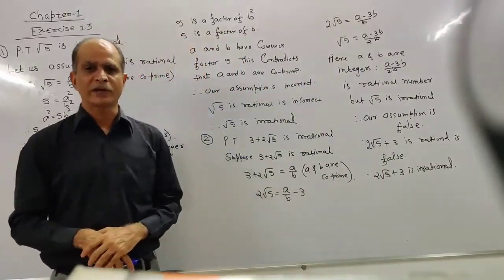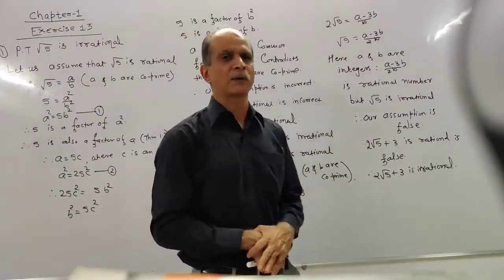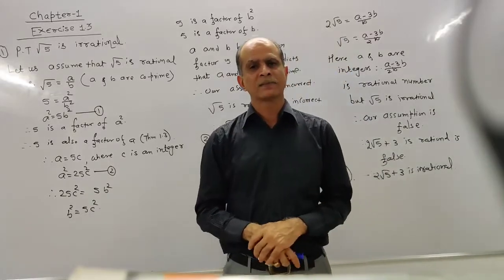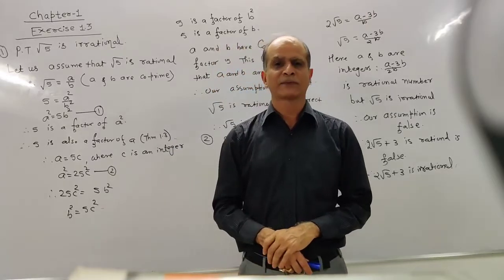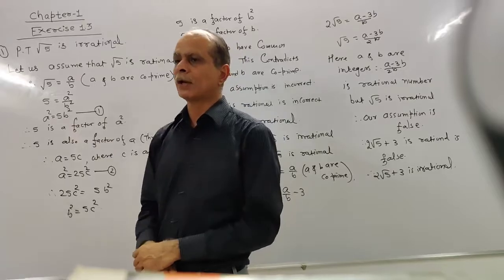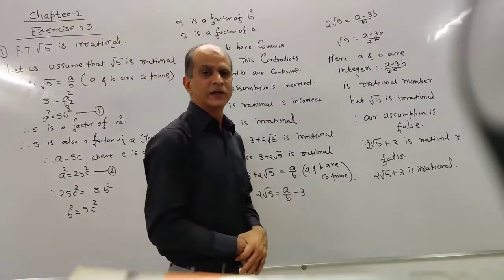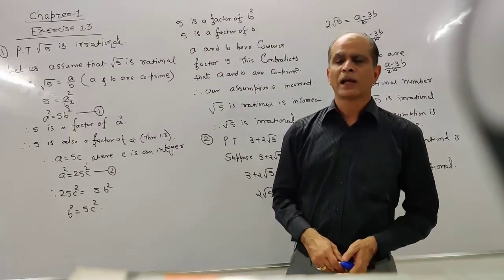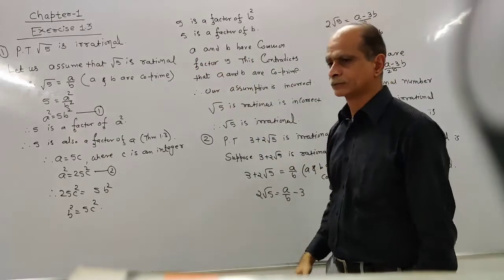In the second period, we discussed exercise number 1.2, that is, how to find the HCF and LCM of two numbers. Similarly, we also discussed finding the HCF with the help of Euclid's algorithm. In exercise number 1.2, we studied prime factorization of a number. And let us start exercise number 1.3.